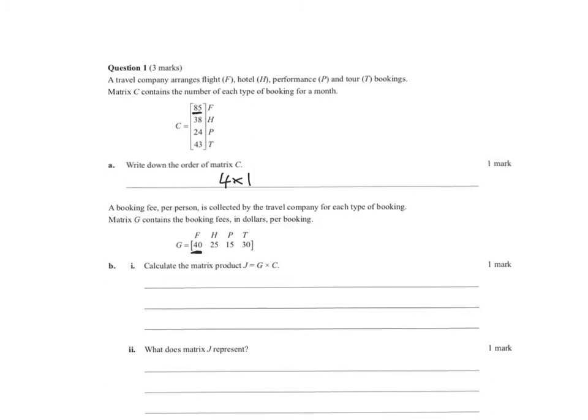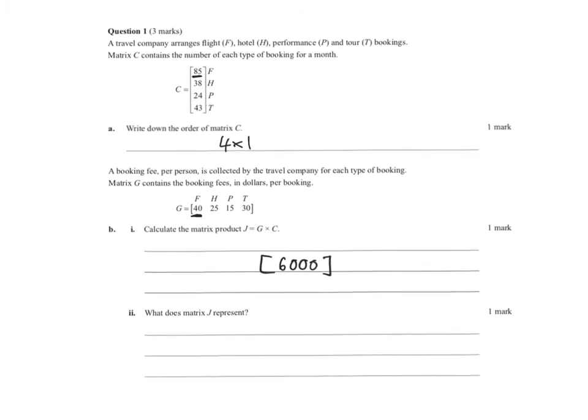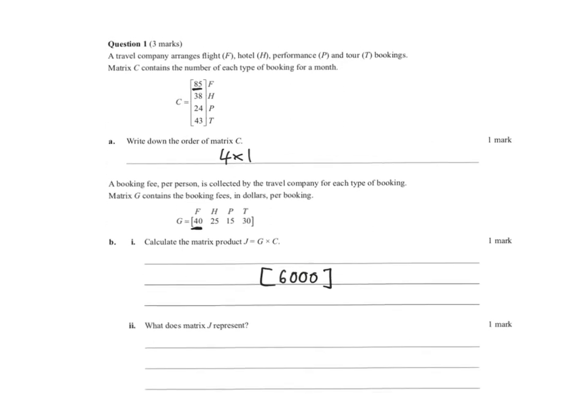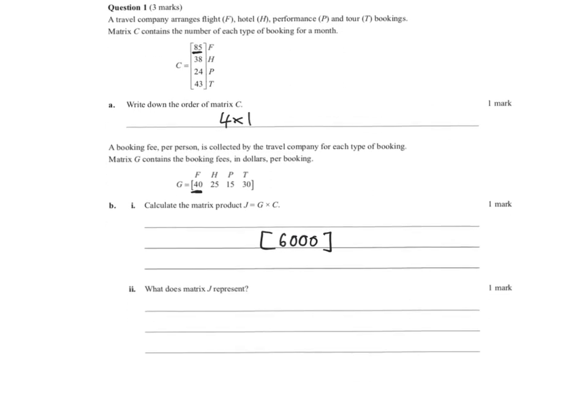Calculate the matrix product J by multiplying G and C. So in your calculator, you put in G, multiply it by C, and you should get 6,000, a 1 by 1 matrix. What it wants to know is what that represents. So put it in terms of the context of the question. We can see that $6,000 is like a total value.